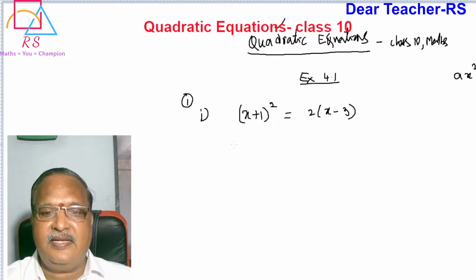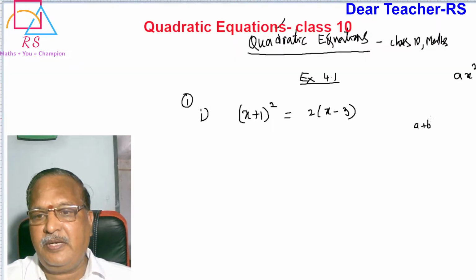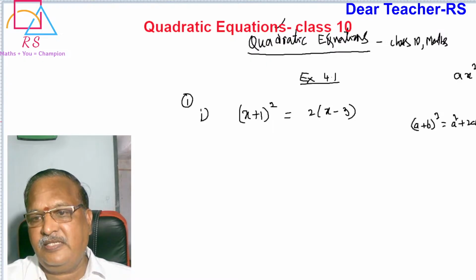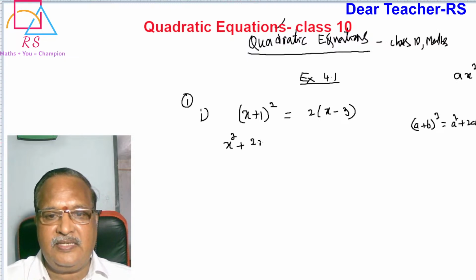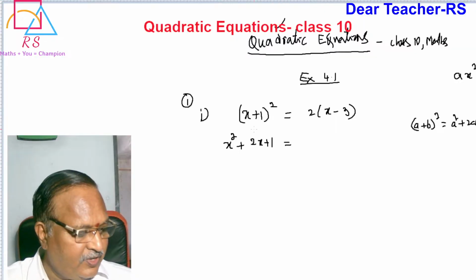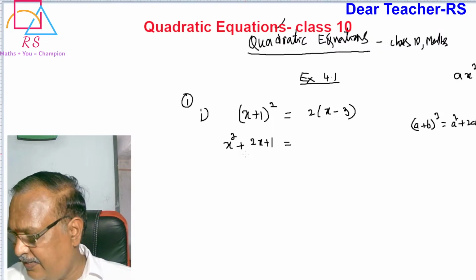Left hand side there is a whole square. A plus b whole square formula you have to write, because it is square: a square plus 2ab plus b square. This is the formula. I will apply this in the left hand side. In the place of a, x is there: x square, 2x and 1. So if we apply the a plus b whole square formula, you will get these.